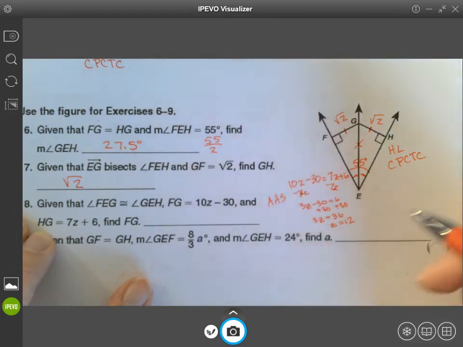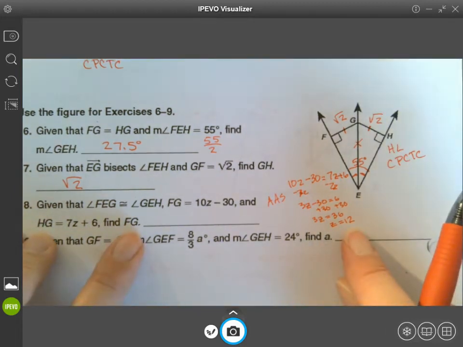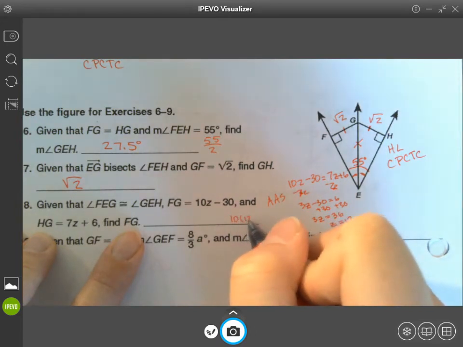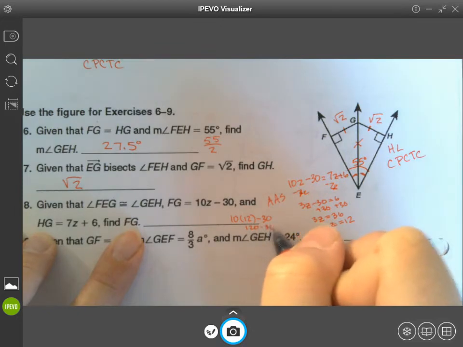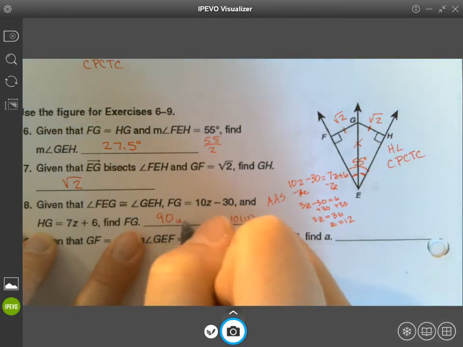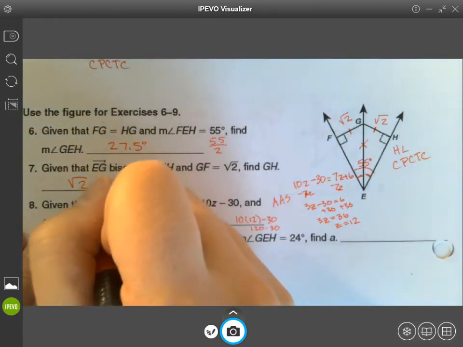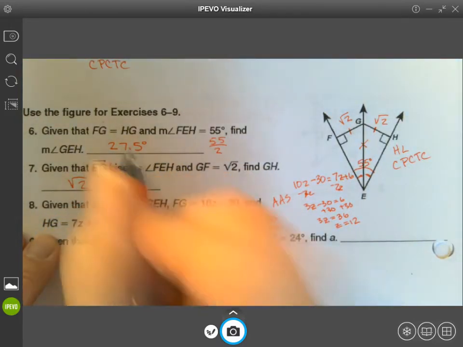Do you agree? Okay, now that's not what they asked for. If z is 12, they want FG. So FG would be 10 times 12 minus 30. Well, that's 120 minus 30, so I'm getting it as 90. Anybody agree with me? Okay, it's 90 units. This was the square root of 2 units, and this was degrees.